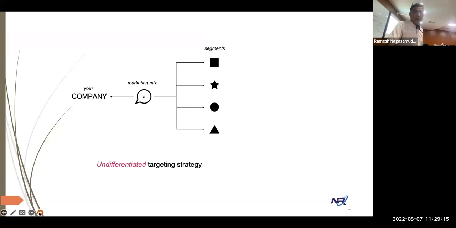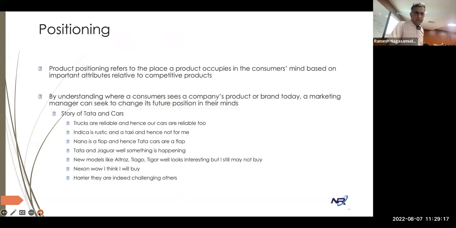So now let's move over and look at the final P, which is called positioning. What does positioning mean? How do I position myself in your mind? How does my product position in your mind? Just like the example of the motorbike. As a college student, what do you see the motorbike as? And as a professional or a working guy, what do you see the bike? So positioning is what happens in the consumer's mind by default.